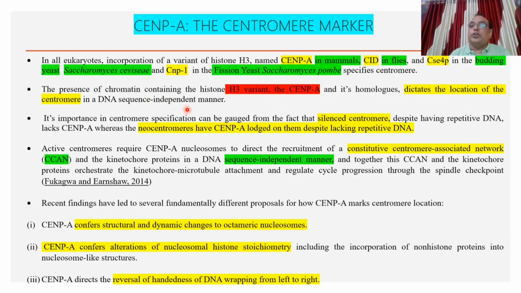Whatever the composition, whatever the sequence of nucleotides on that portion of the DNA, it doesn't matter. It is the attachment of CENP-A to a particular sequence of the DNA that imparts the centromeric property on that DNA. So the H3 variant dictates the centromeric location in a DNA sequence independent manner. That is, it hardly matters what the sequence of the DNA there is. It only matters that CENP-A or other analogous variants have attached to that point. It's important in centromere specification, and also in silent centromeres.